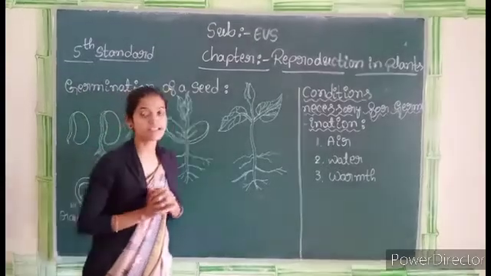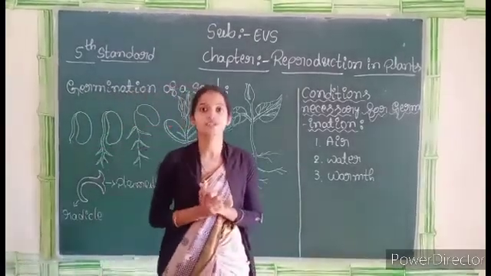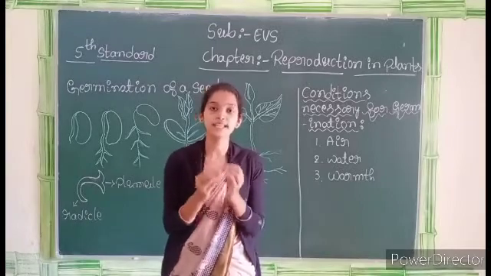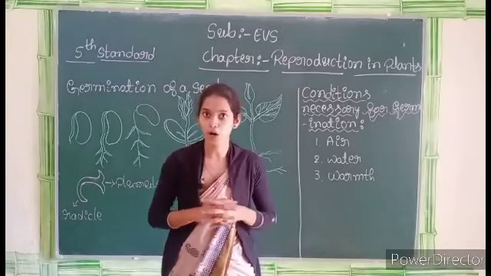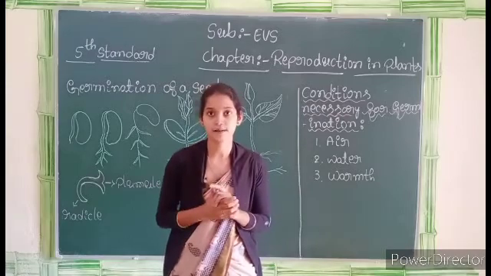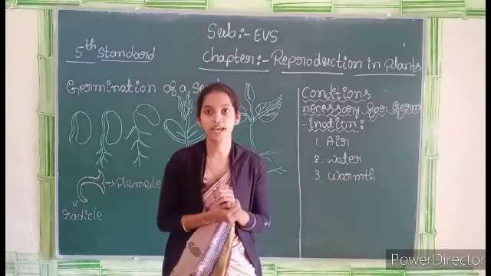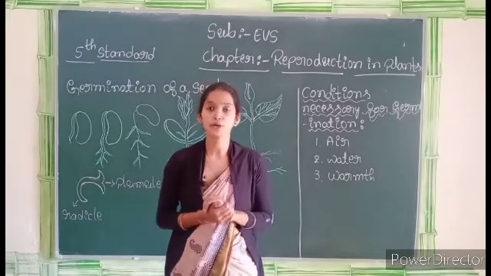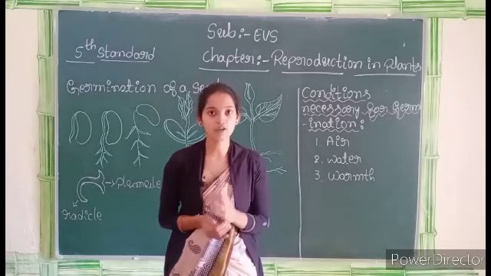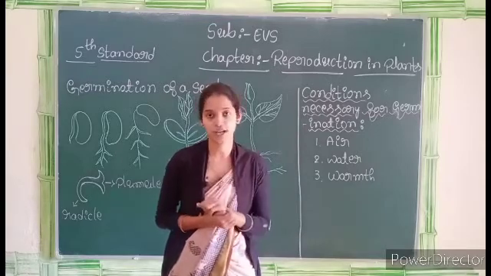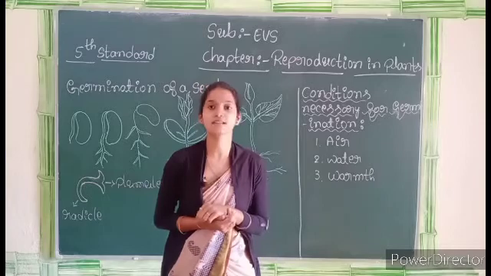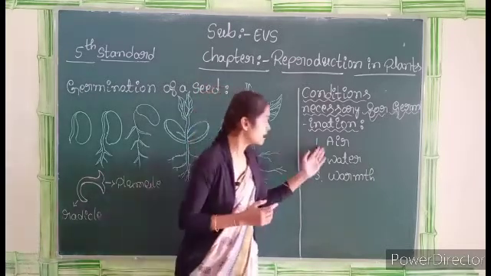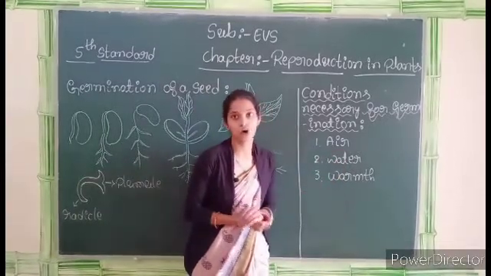Next, conditions that are necessary for germination. Students, do one thing. Take one pot, fill soil or mud into the pot and sow some seeds. Observe that after a few days you cannot see any growth in the seed. Why? Because germination of a seed requires some necessary conditions. Then what are the conditions that are necessary for germination? Those are air, water and warmth.